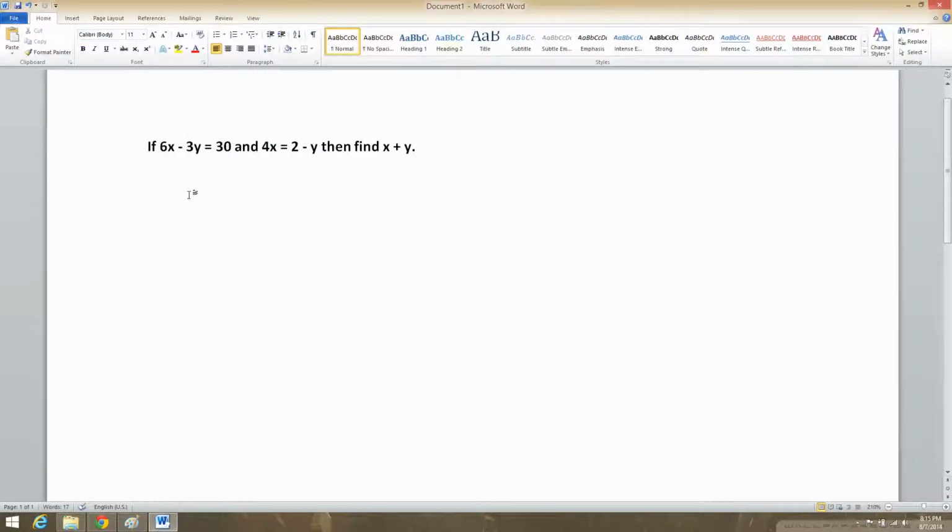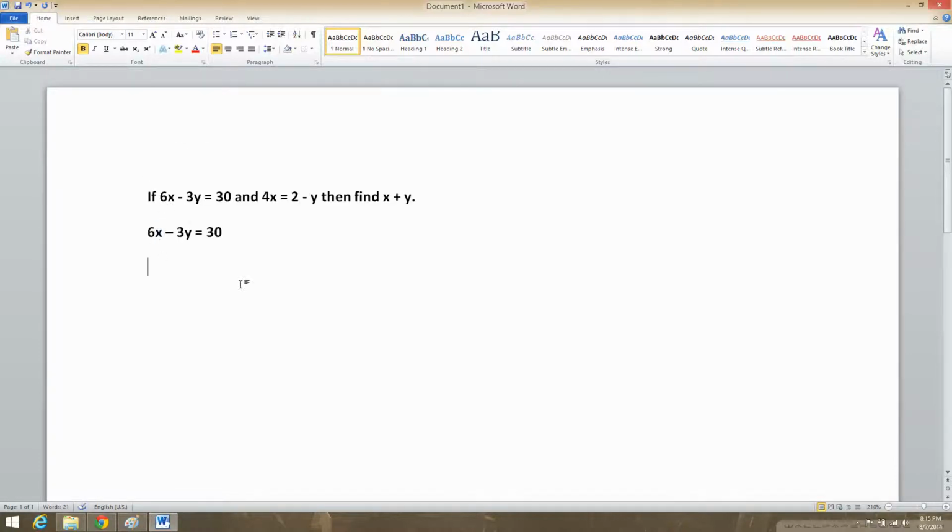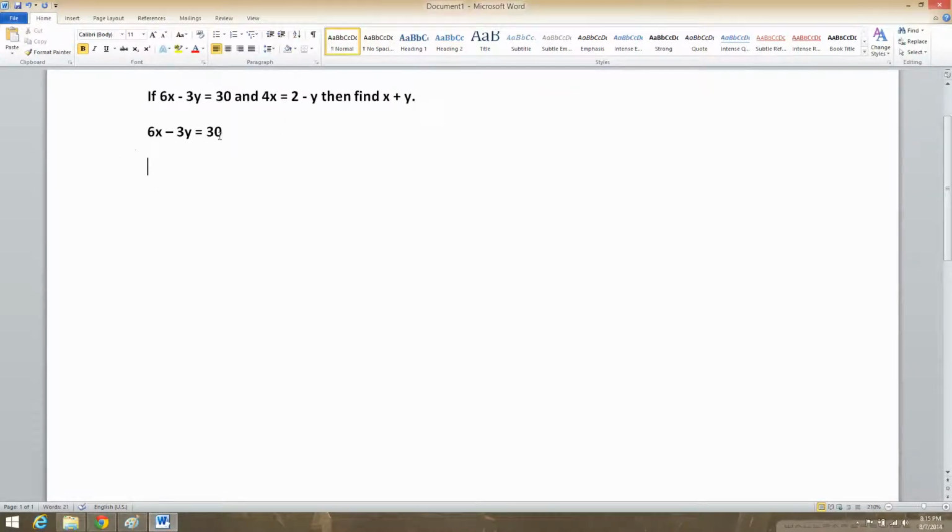So I'm going to choose this one, and I'm going to look for x. So 6x minus 3y, I'm going to bold that. 6x minus 3y equals 30. I want to find x, so my final answer for this part will be x equals something. That way we can substitute it into here and find y. And by finding x and y, we can find x plus y.